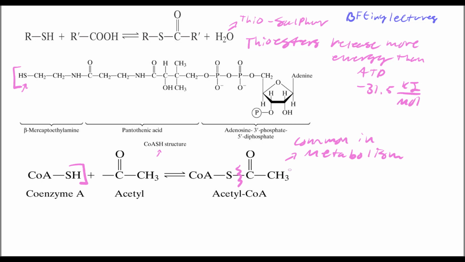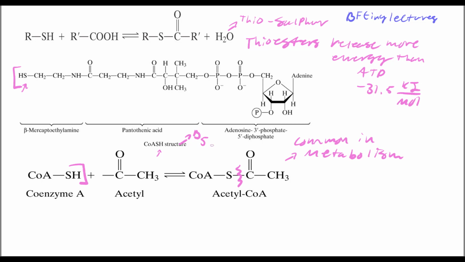Okay, so we can say that for trivia, this is actually derived from vitamin B5. So if you have an exam, you can say that coenzyme A is just made from vitamin B5, right? So you should always get your B vitamins in your diet.